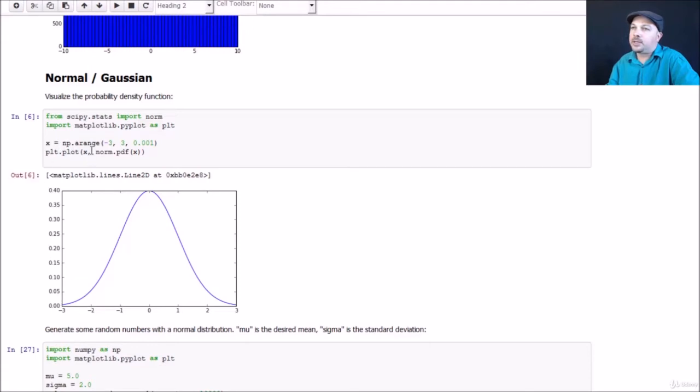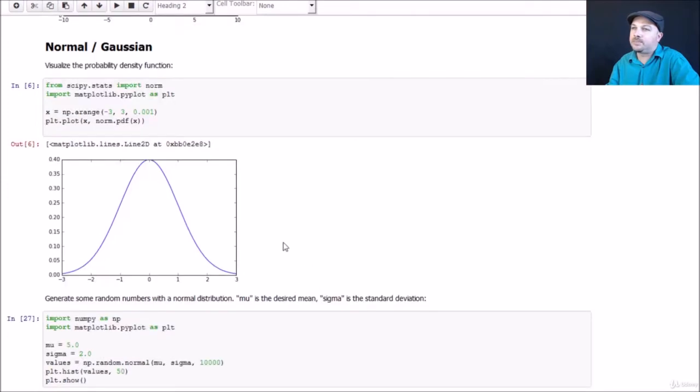Then we plot the x-axis, and the y-axis is going to be norm.pdf, the probability density function for a normal distribution, on those x values. And we end up with this. The PDF function with a normal distribution looks just like it did in our previous slide. That is a normal distribution for the given numbers that we provided, where 0 represents the mean, and these numbers are standard deviations.